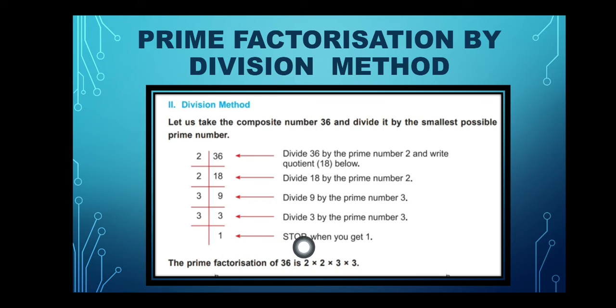You have to stop when you get 1. If we get 1 here, then we have to stop. And in this way we get all the prime factors and we have written them here: 2 multiplied by 2 multiplied by 3 multiplied by 3. In this way, you can find prime factorization by division method.